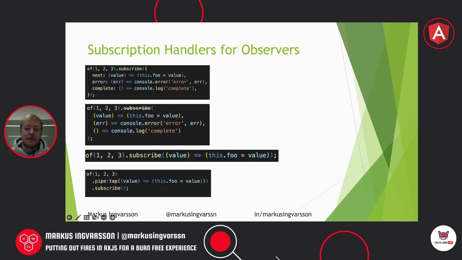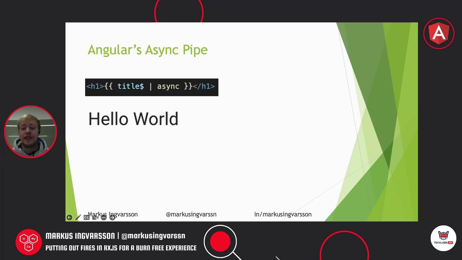Arguments that the subscribe method takes come in many shapes. These are a couple of common variants, but the handlers are completely optional. In the last example here, we can use the tap operator to set the foo variable as a side effect of the observable rather than through the handlers. And in Angular, it's not uncommon to just simply use the built-in async pipe, which will automatically subscribe, trigger change detection on new values, and unsubscribe when the component is destroyed.